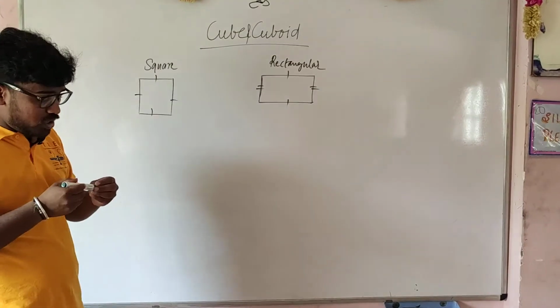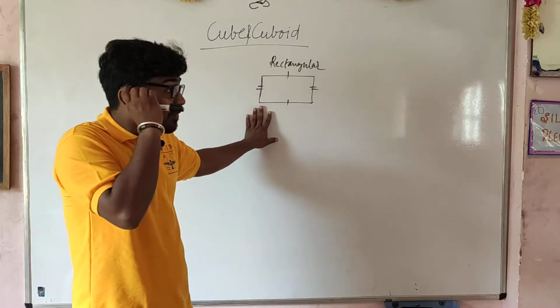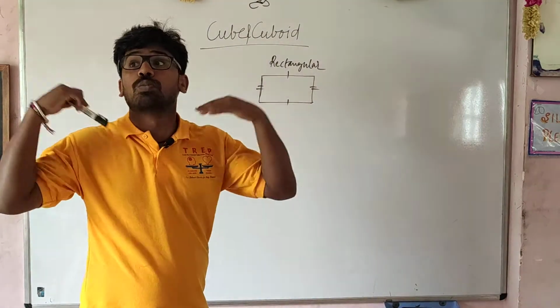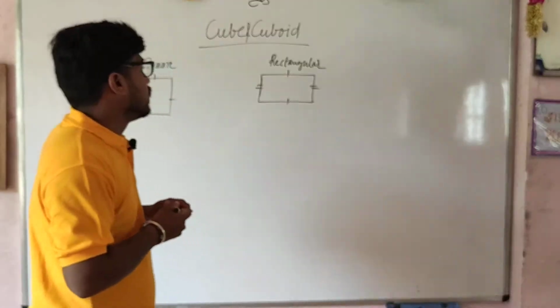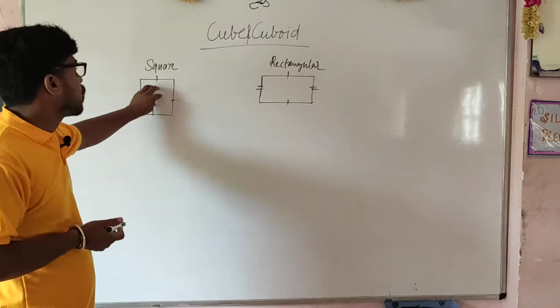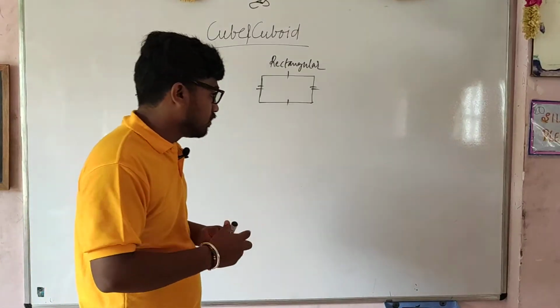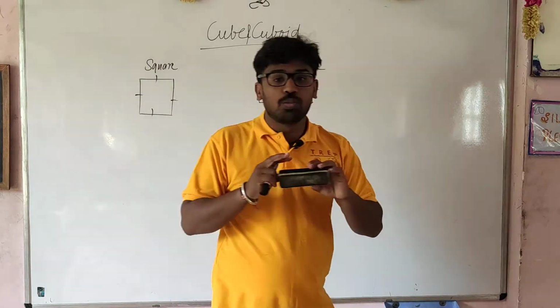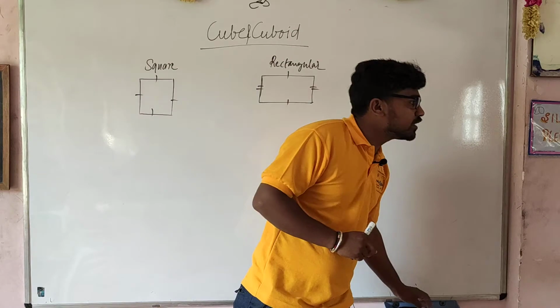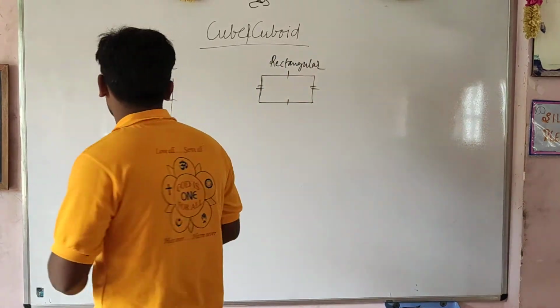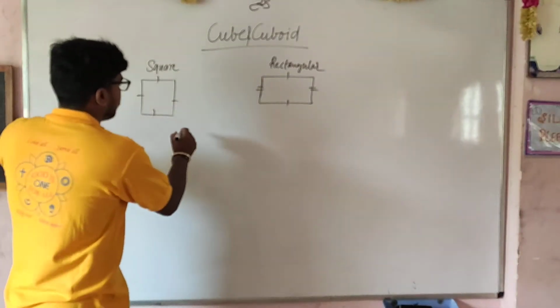Cube is related to square, cuboid is related to rectangle. For example, of a rectangle we can give a lot of examples. A room, you can see this room. Any room is a rectangle. For a square, all the sides should be equal. That is a cube. Let me draw a cube.